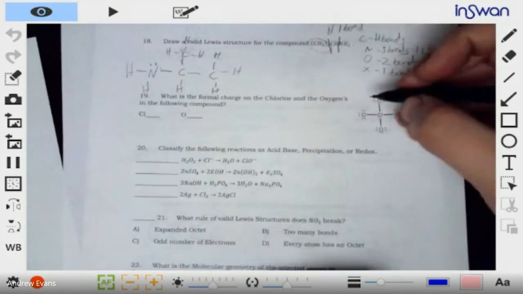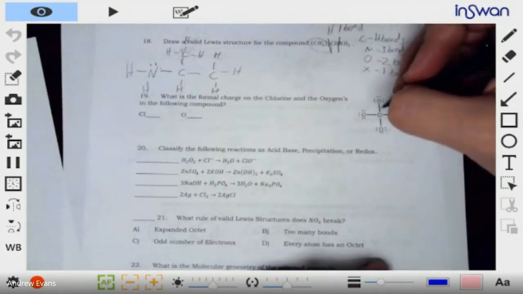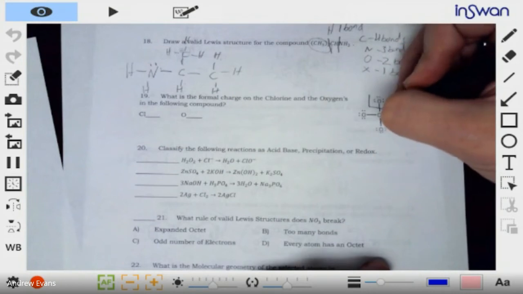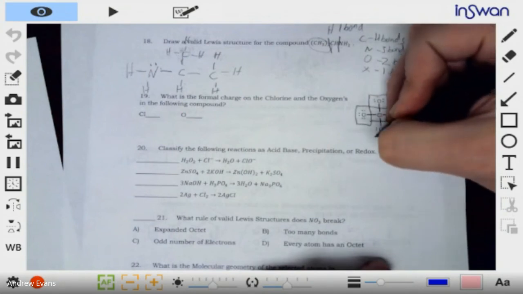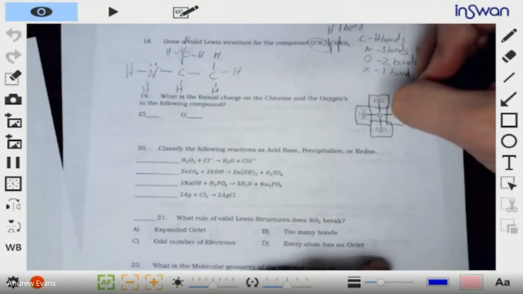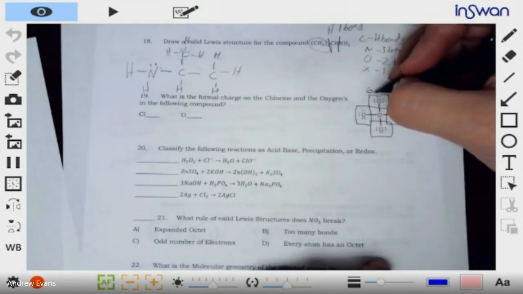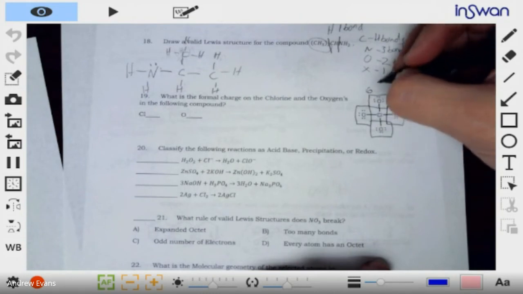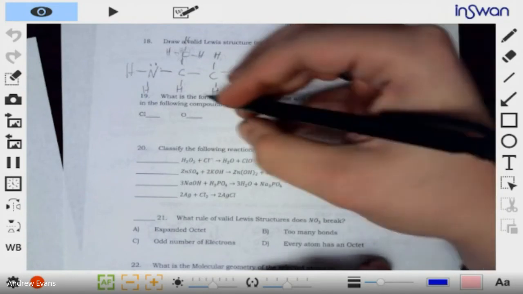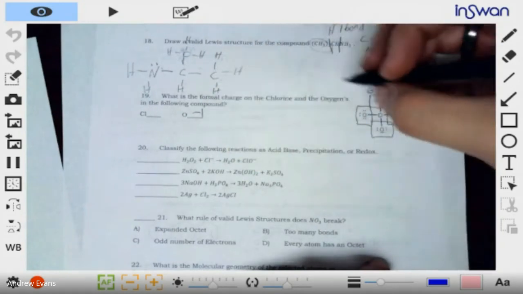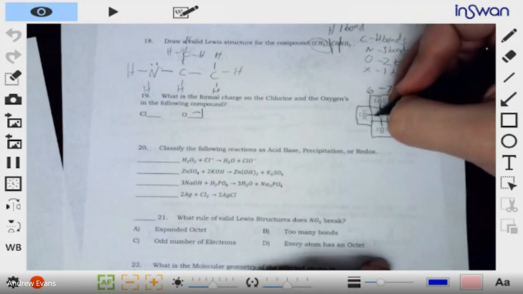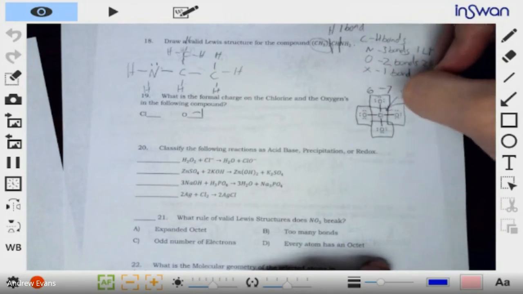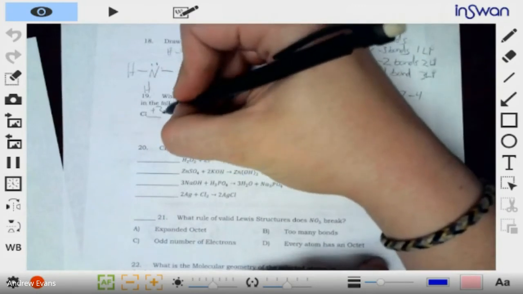Okay, what are the formal charges on chlorine and oxygen? Chlorine should have 7, oxygen should have 6. So all the oxygens are the same, so each oxygen should have 6, and we have 1, 2, 3, 4, 5, 6, 7. So each oxygen has a -1 formal charge. Chlorine should have 7, and it has 1, 2, 3, 4. The formal charge is +3.